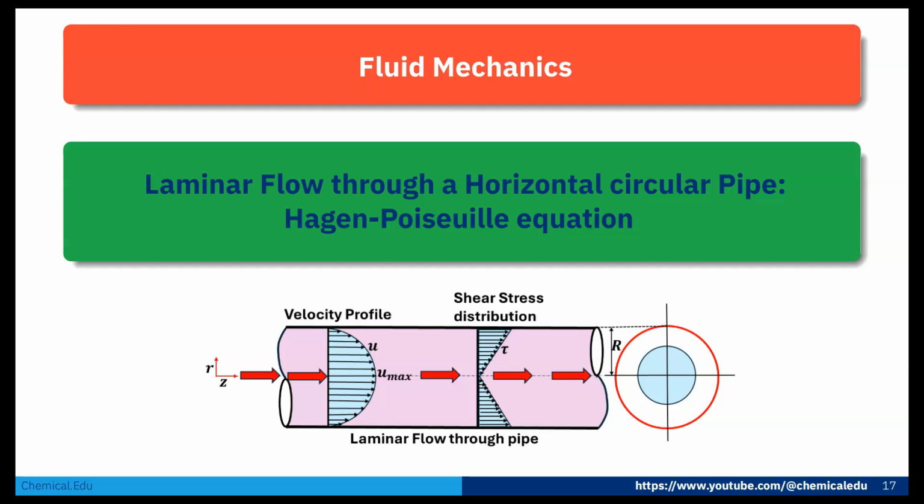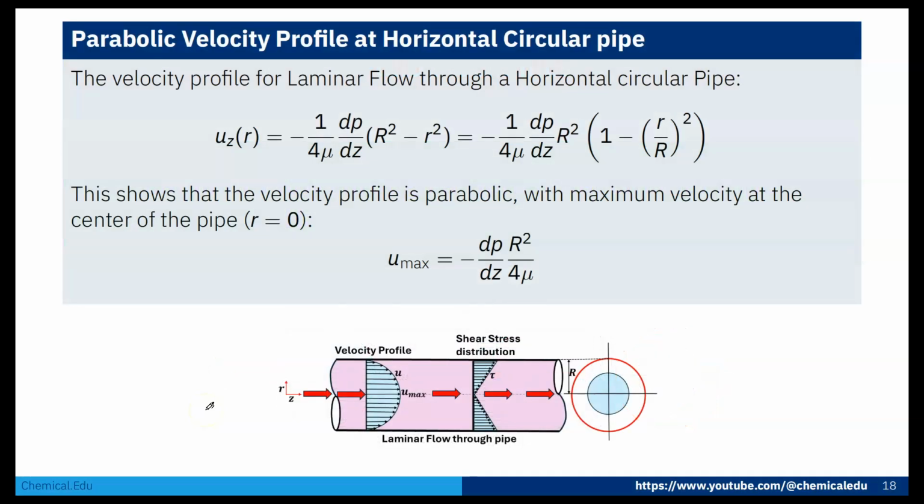Today I'll talk about the derivation of the Hagen-Poiseuille equation. We have to take laminar flow through a horizontal circular pipe. In an earlier video I got the parabolic velocity profile for laminar flow through a horizontal circular pipe. Please look into that previous video.